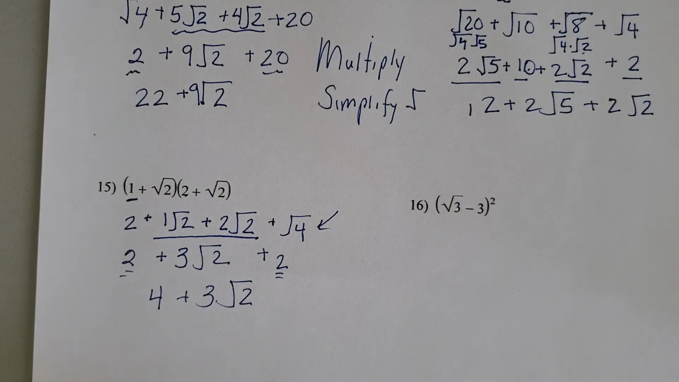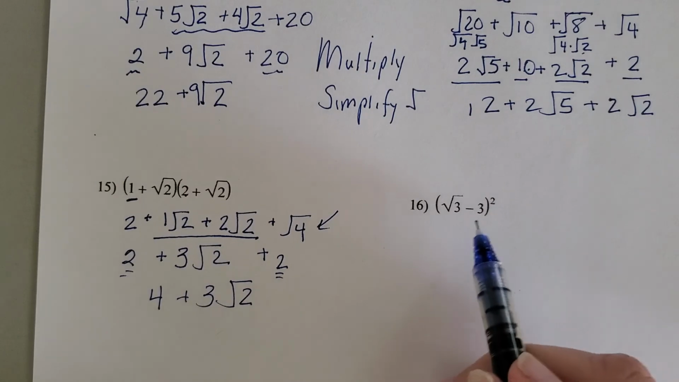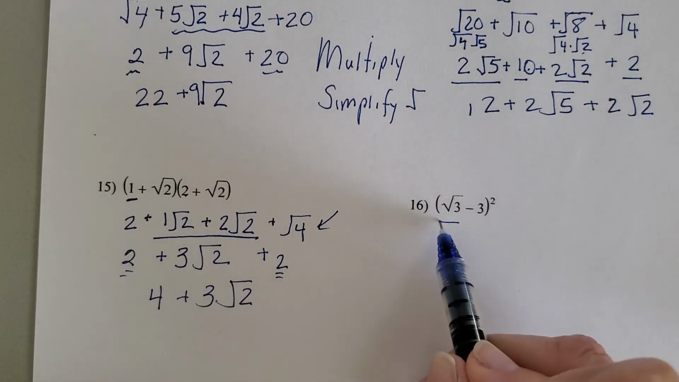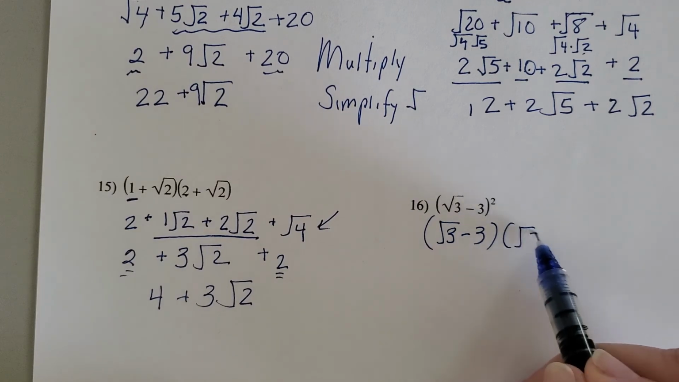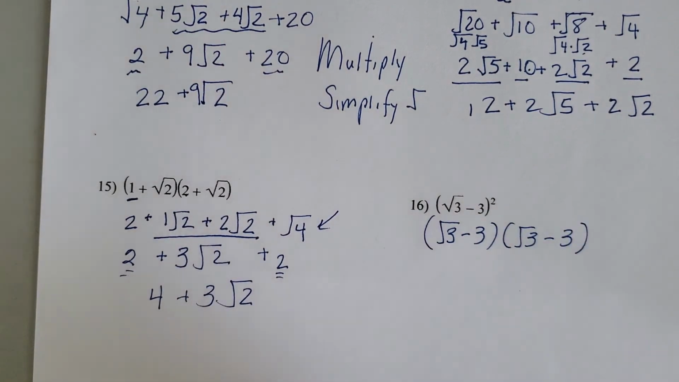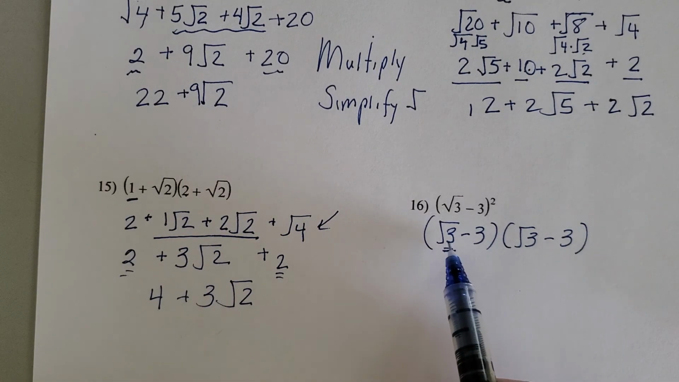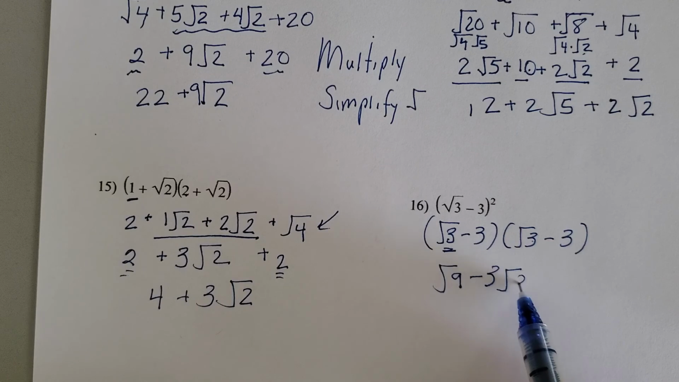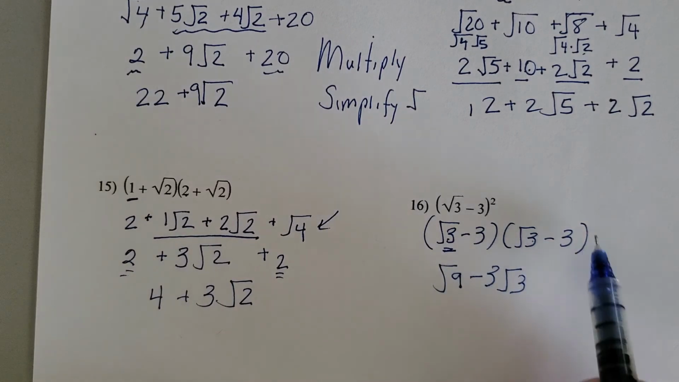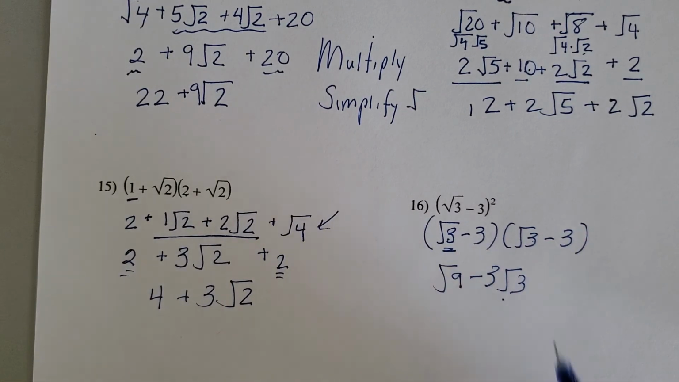Okay. Last one looks a little different, but what it means is this times this again. So it means radical 3 minus 3 times radical 3 minus 3. Best to write it out. Multiply first. Radical 3 times radical 3, radical 9. Radical 3 times negative 3 is just negative 3 radical 3. Right? This is outside, this is inside, so we have to write them separately.